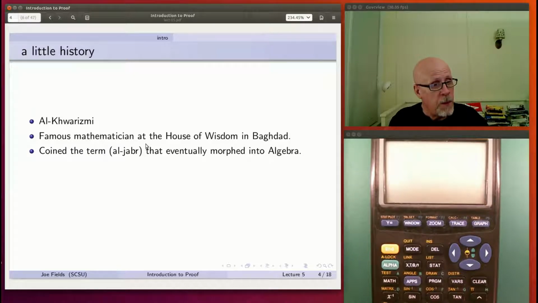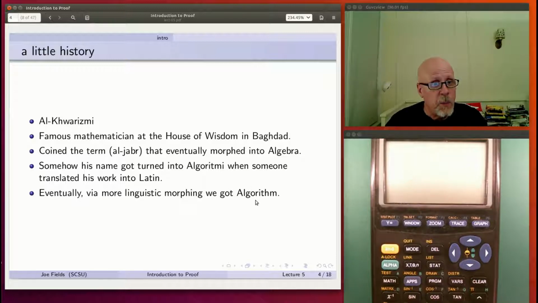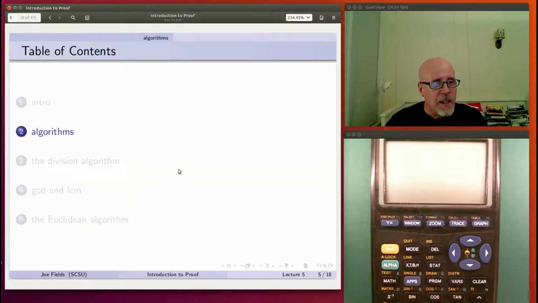He's famous for the term algebra, which eventually became the name of the subject of algebra. He wrote a famous text on it, and that text got translated into Latin, and somehow his name came out like this, Algorithmi, instead of Al-Khwarizmi. So that's the way languages work, I guess. Eventually, a little more morphing happened, and Algorithmi turned into algorithm. That's what we're going to be looking at today.